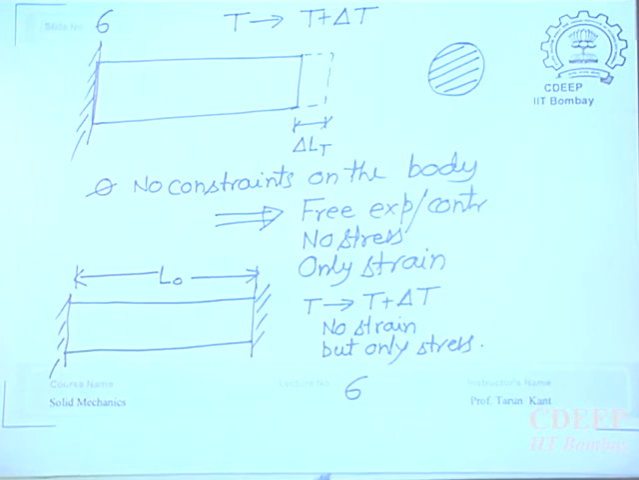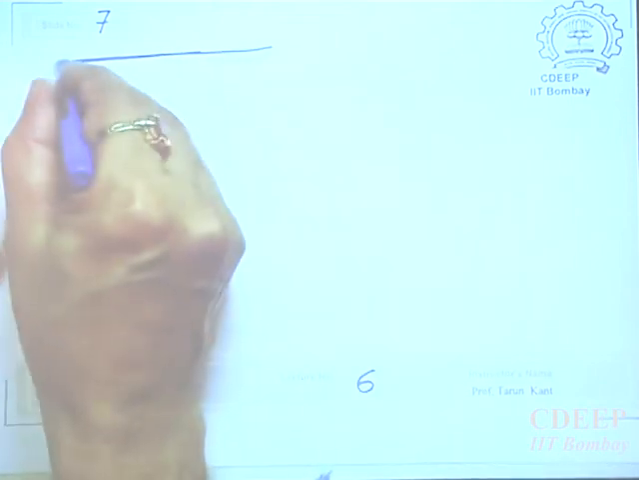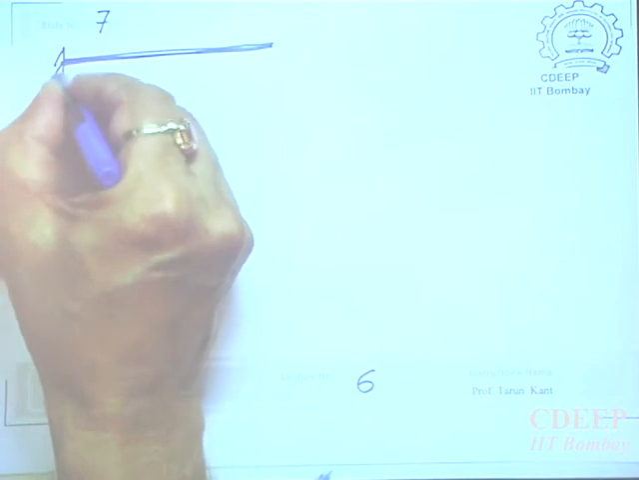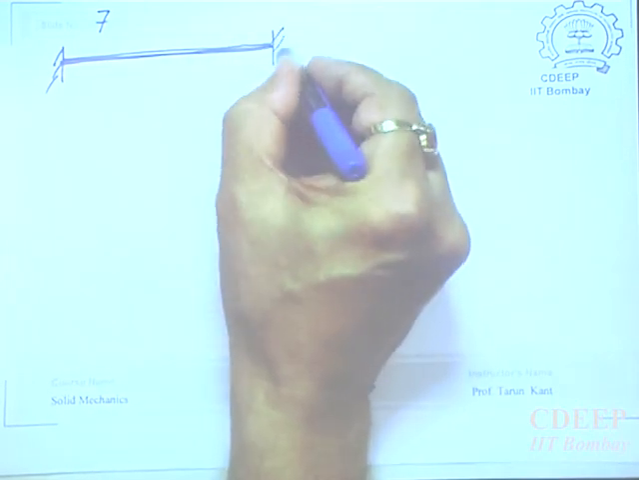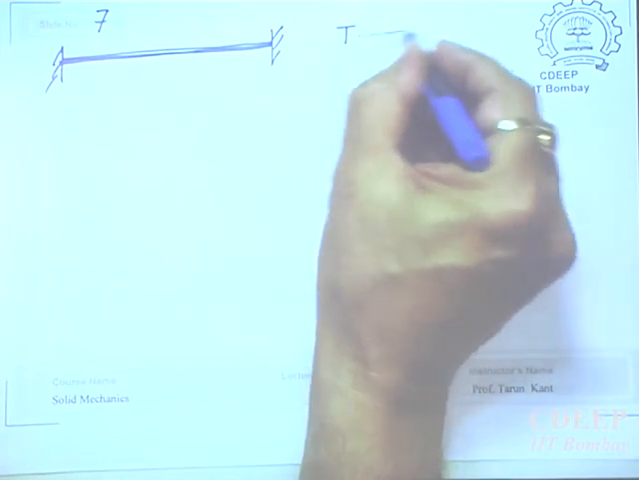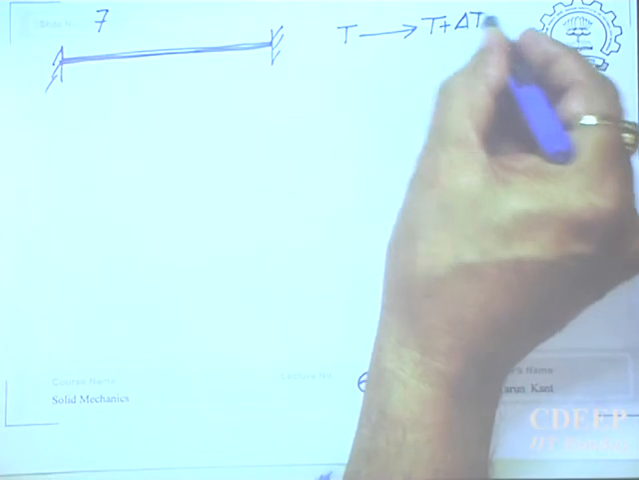Yes, it is a very relevant question. How will you find out the stress? So you have a situation, now I will draw it only by a single line. See, the diameter is very small compared to the length, and the temperature is raised. I want to find out the stress in this rod.